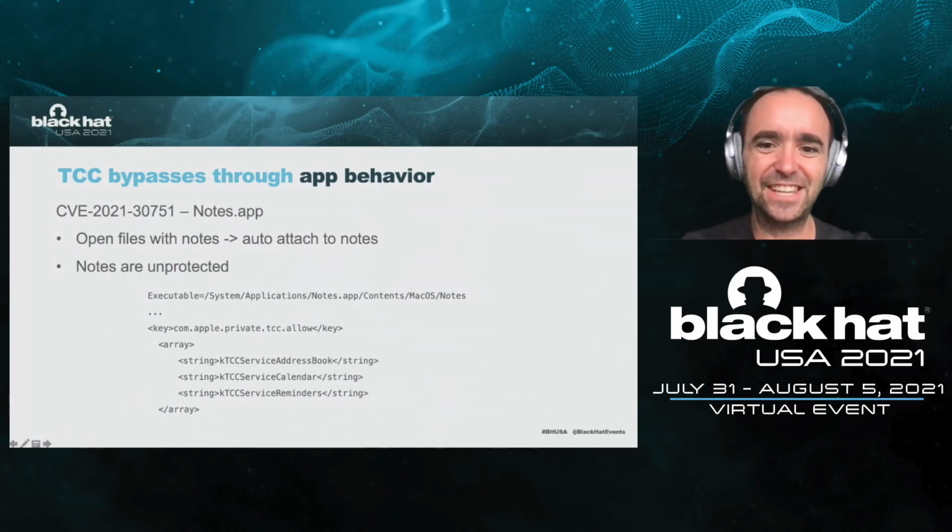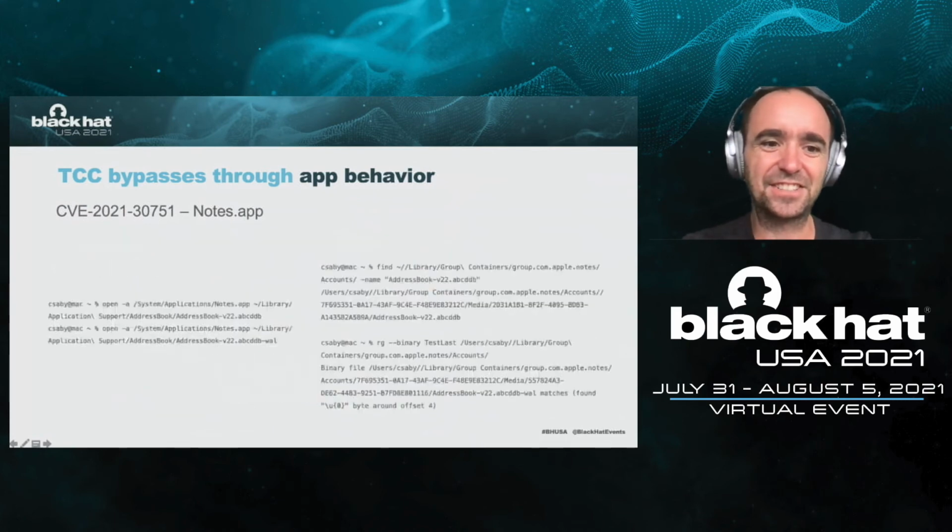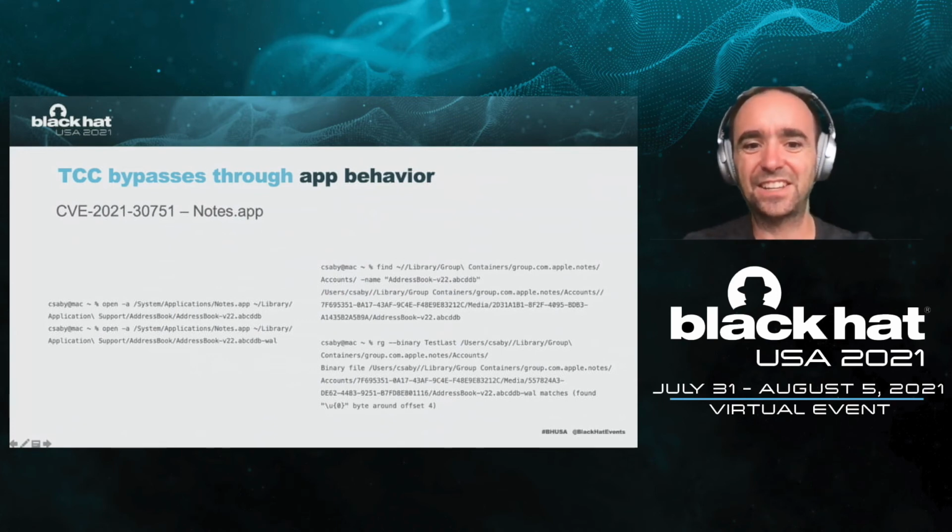Now, if we inspect the Notes application entitlements, we can see that it has quite a few privacy exceptions. It can access the address book, calendar, and the reminders. So what we can do is basically open the default or the main address book database with Notes. And as it's a binary file, it's a SQLite database, it will attach it to the notes. And then if we go to Library, Group Containers, group.com.apple.notes, Accounts, we will find this file there.